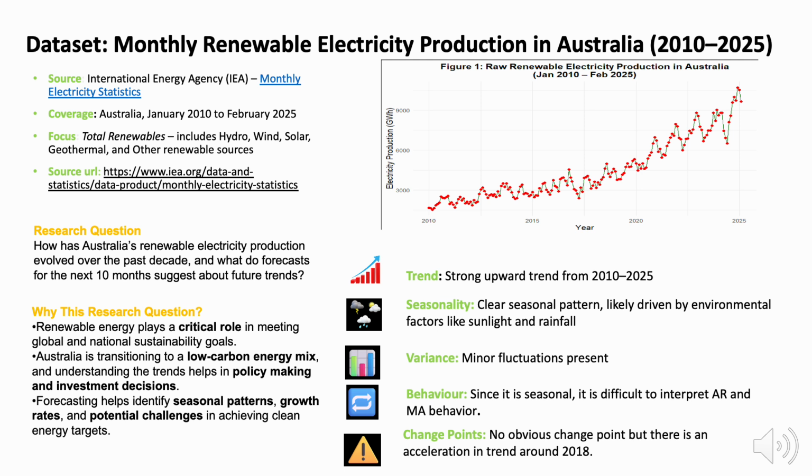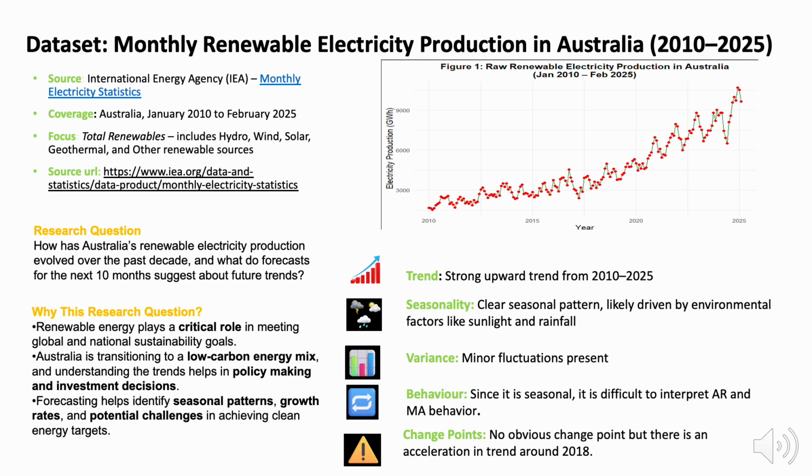Now, if we look at the line chart, there is a clear upward trend across the years with growth picking up sharply around 2018. We also notice seasonality. The production tends to rise and fall in a regular yearly cycle, likely due to weather patterns like sunlight or rainfall. The variance stays stable. The fluctuations grow along with the level but remain proportionate, which is good for modeling.